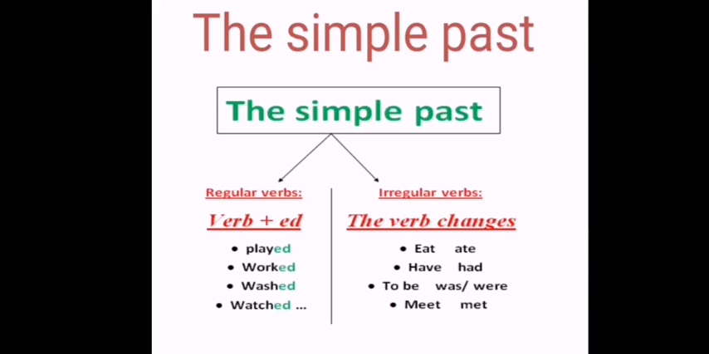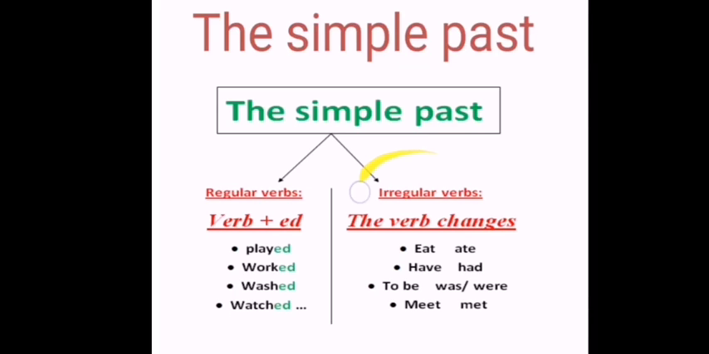Okay, now let's move on to the simple past. In the simple past, we have two types of verbs. We have regular verbs and irregular verbs. For the regular verbs, we add ed to the verb. For example, play becomes played, work becomes worked, wash becomes washed, watch becomes watched. This is for the regular verbs.